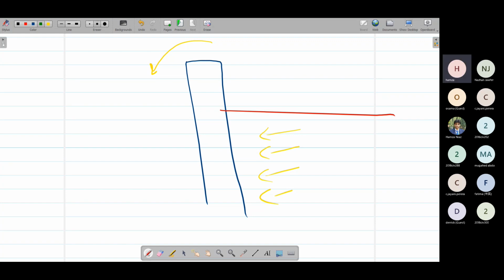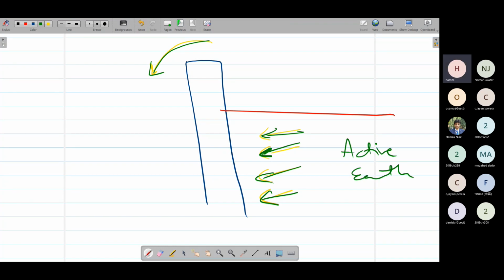Does this make sense? The sand is applying this pressure on the retaining wall, and due to this the retaining wall is moving away from this sand. So in this case, we are going to say that the sand is applying active earth pressure, and we are going to use the coefficient Ca.